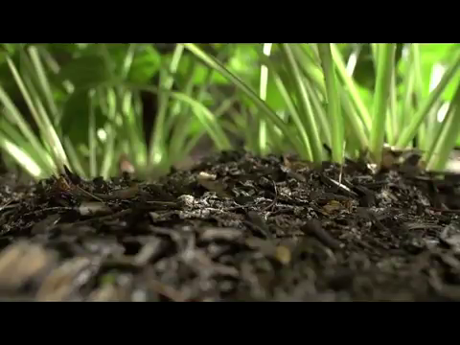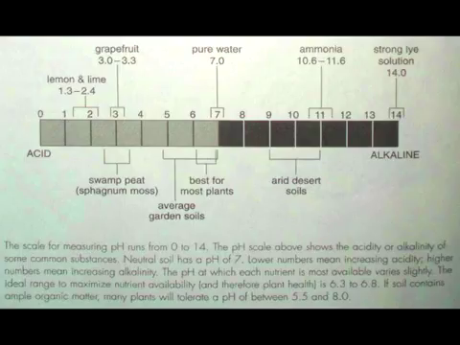The scale for measuring pH shown in the illustration runs from 0 to 14. The pH scale above shows acidity or alkalinity of some common substances. Neutral soil has a pH of 7. Lower numbers mean increased acidity. Higher numbers mean increased alkalinity. The pH at which each nutrient is most available will vary slightly. The ideal range to maximize nutrient availability and therefore plant health is between 6.3 and 6.8. If soil contains ample organic matter, many plants will tolerate a pH between 5.5 and 8.